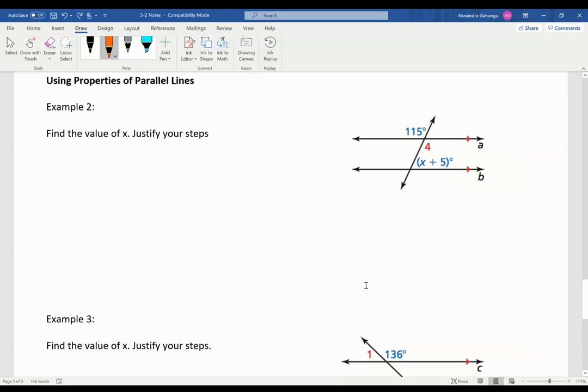Okay, so now we're going to use our special angles and these properties that we learned to find the value of x and y. So we're looking for x. I notice a couple of things, and I'm still also considering my vertical angles and whether I have a linear pair. Our vertical angles are congruent. Our linear pair are two angles that make a line and add up to 180.